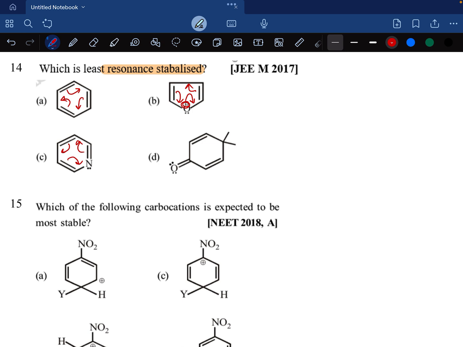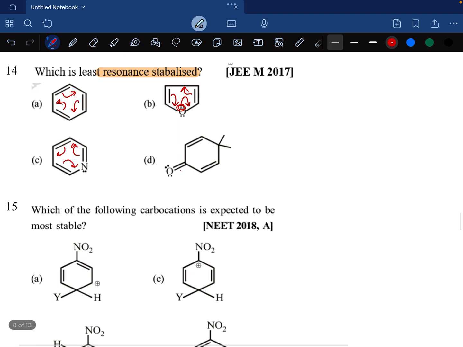In the fourth case, the resonance is in this way. It is not a complete resonance, it is a partial resonance. We know that complete resonance obviously has more stability than partial resonance. So here we see partial resonance, and the remaining are complete resonance. So the least stable among the 4 will be option D.